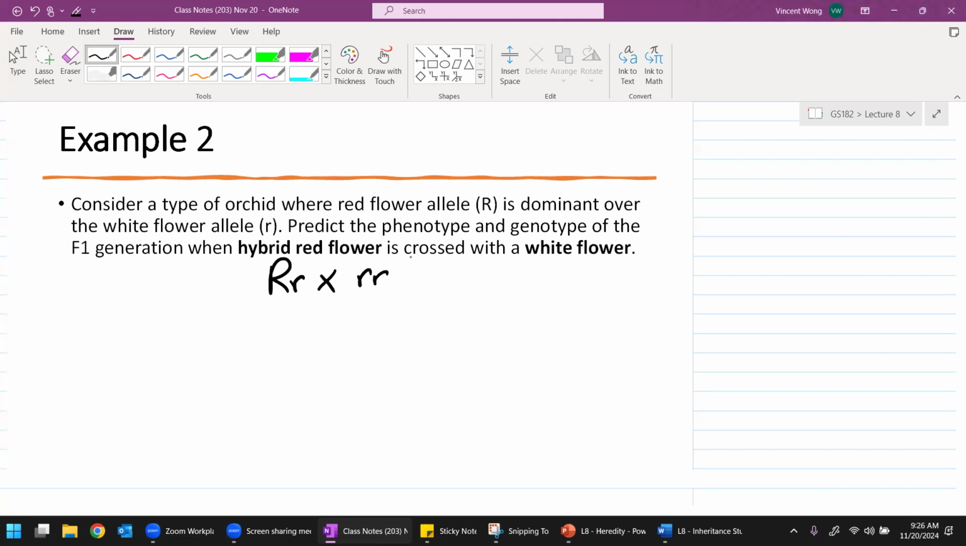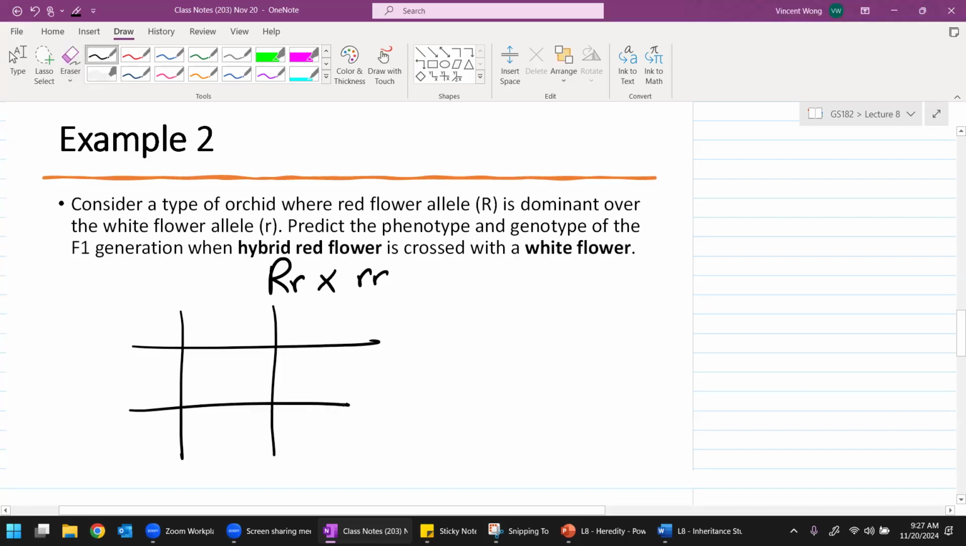In chemistry, mixture. And then you're going to do your Punnett square. It doesn't matter which one goes where. You could put this one on the top or at the side. It's not going to matter. Okay, so you do it like this.